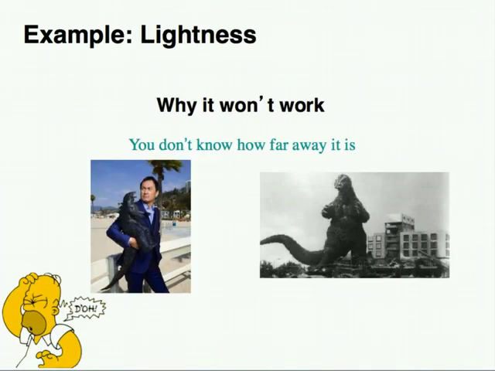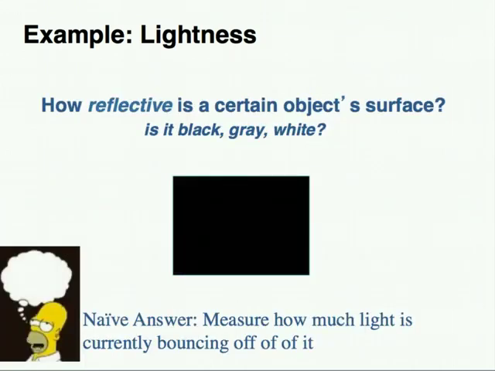Another example, a little bit more complicated, we mentioned was lightness. And so lightness is a measure of how reflective a certain object surface is. And so when we see an object as black and we see an object as white or light gray or something like that, this is actually our brain's way of guessing how reflective that object is in general. So when an object looks black, that's our brain saying that this object is really not very reflective. And when an object is white, it's our brain's way of saying this object is very reflective.